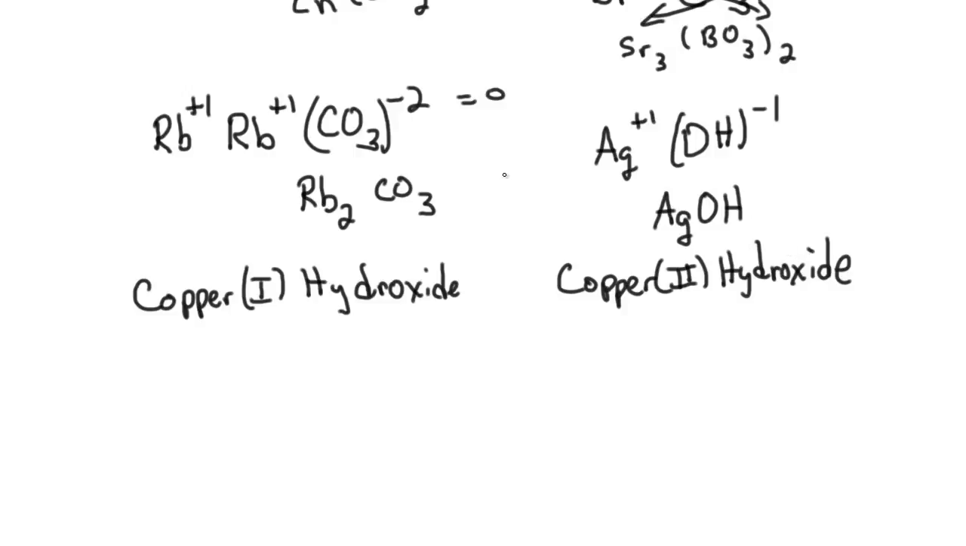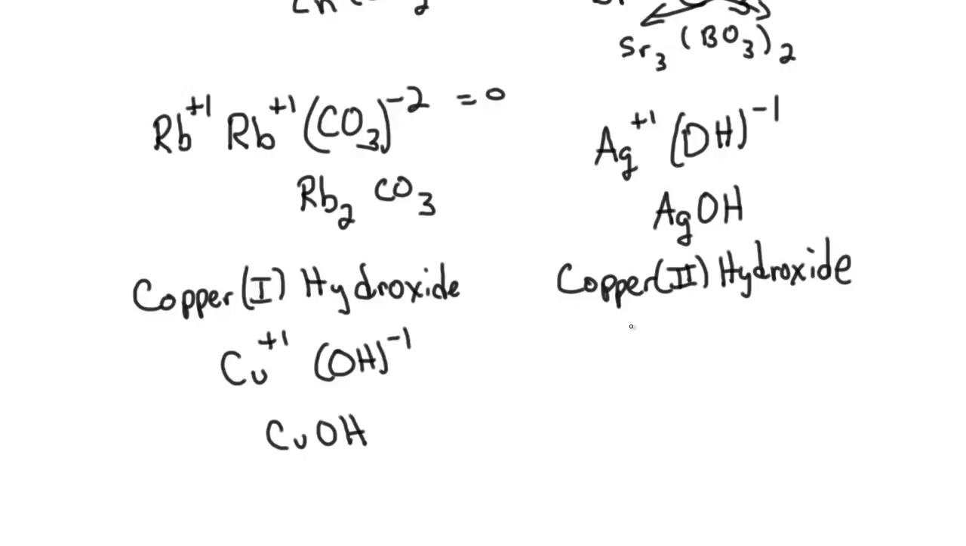In other words, rubidium and silver, there's only one in the box, but copper has more than one in the box, so we have to have these Roman numerals. So I chose copper 1, so I have to have copper with a +1. And here's hydroxide, this OH, and that's a -1. My math equation is +1 - 1 is 0. Copper 1 hydroxide has to be written as CuOH.